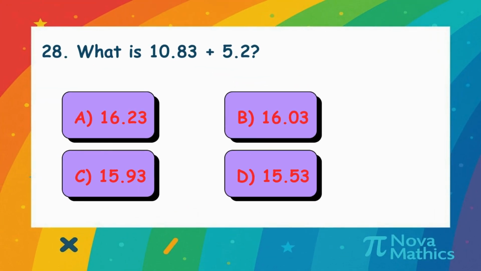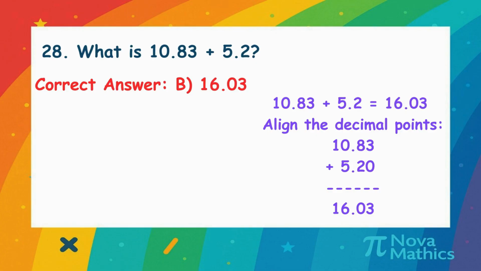28. What is 10.83 plus 5.2? Correct answer is 16.03. Just add them as usual, and the decimal stays in place. You get 16.03.